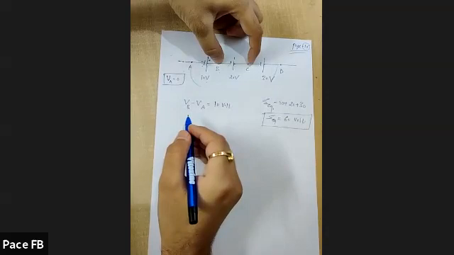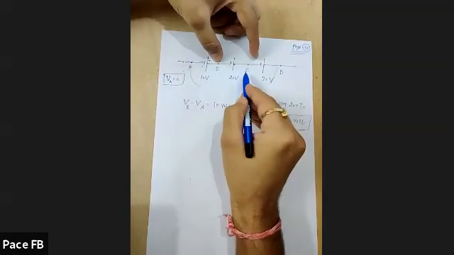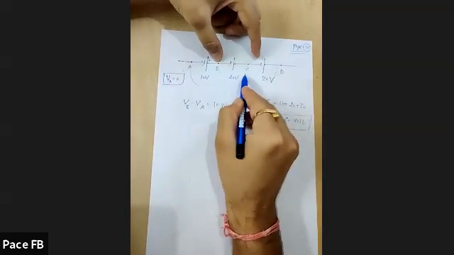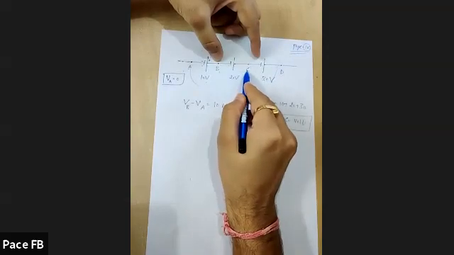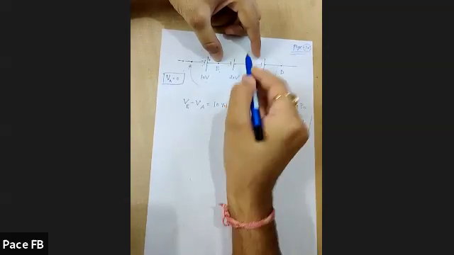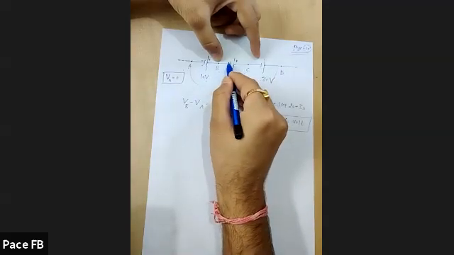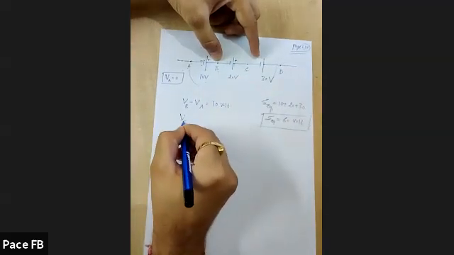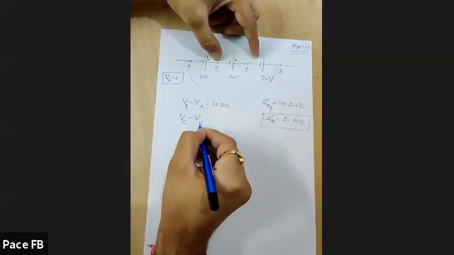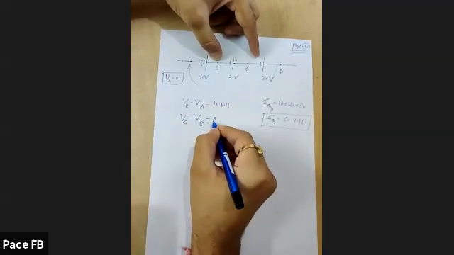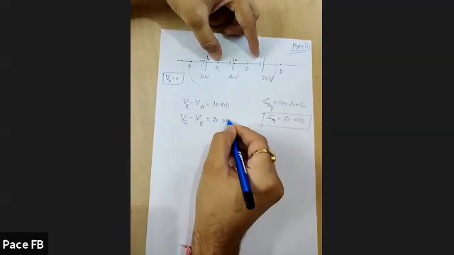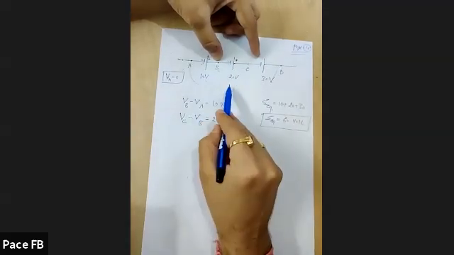Across 20 volt, now B and C are the terminal points. So C is at higher potential because C is connected with the positive terminal, and B is at lower potential because it is connected with the negative terminal. So can I say VC minus VB? VC minus VB would be how much? It would be 20 volt.